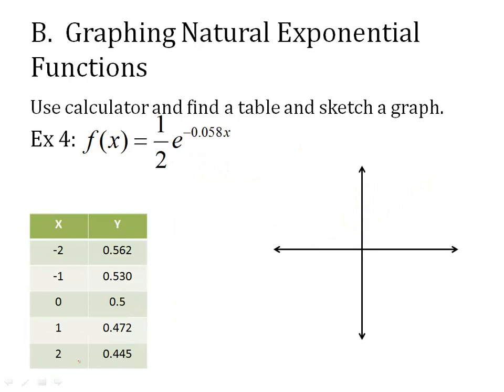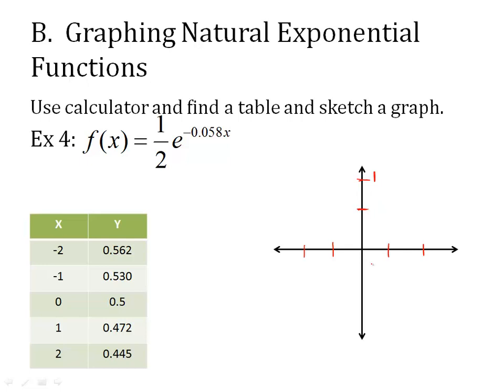All right, let's try another one. Same process again. We type this into the y equals. Look at my table first, all right? X values from -2 to +2. And then look at my y values. The highest the y value is even going to get is 0.562. So here's 1. Let's just name this 1.